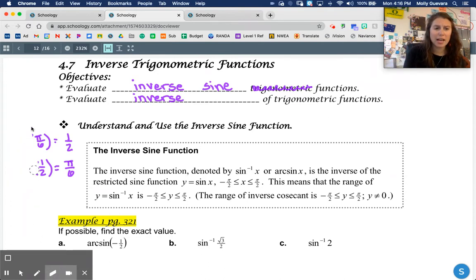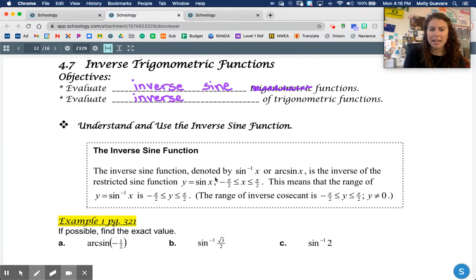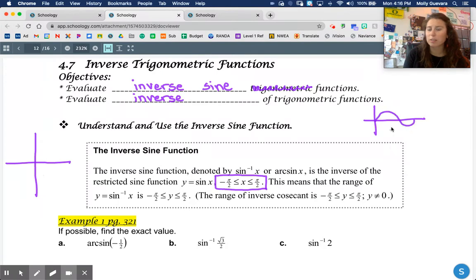There's a couple things that we need to point out here in the definition. There's a restricted domain on this, okay? It has to be between negative pi over 2 and positive pi over 2. If we think of the range of sine, so let's think of the sine graph real quick, it's going to be real bad, but it's doing this, more or less. And the range of this is -1 to 1, right? So it comes up here to 1, and it comes down here to -1.